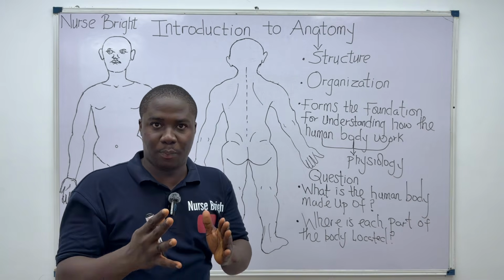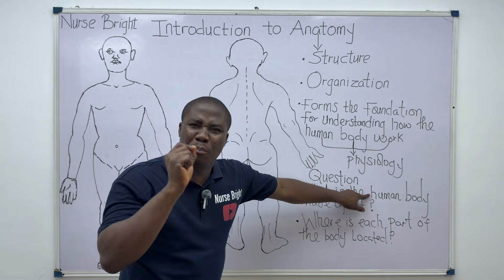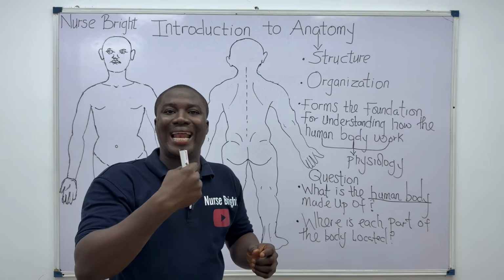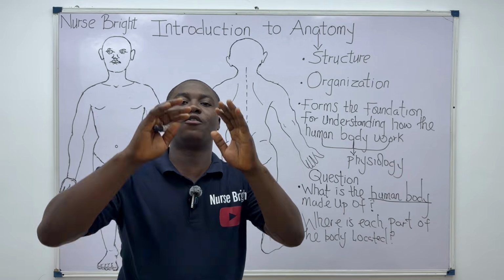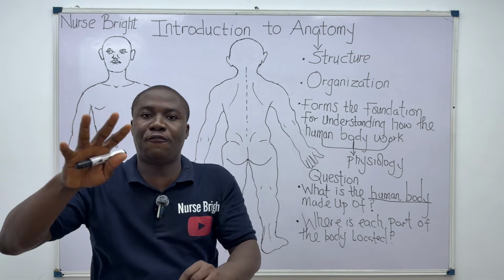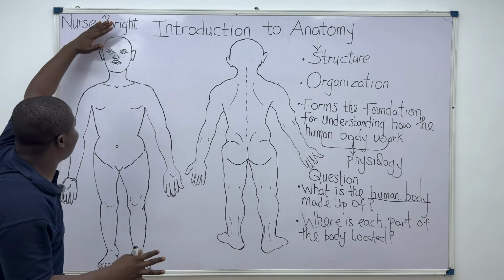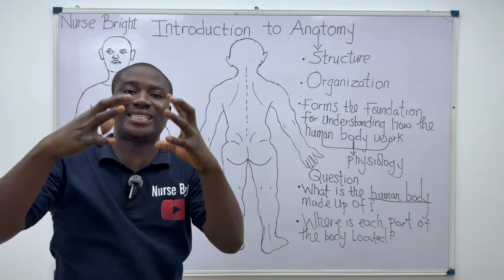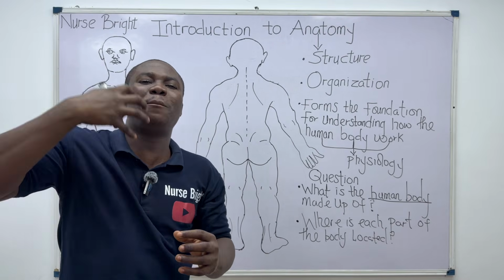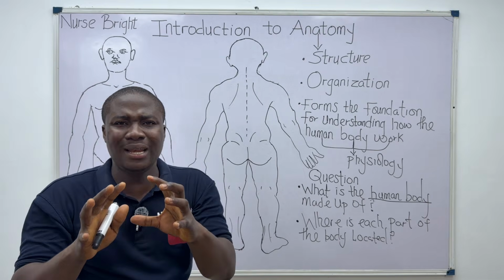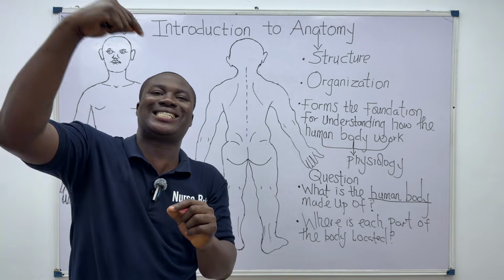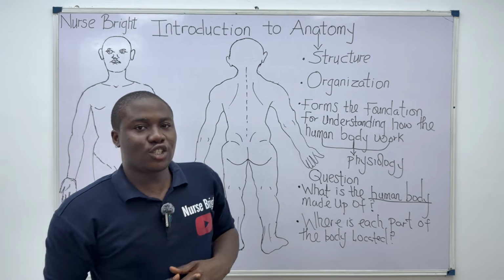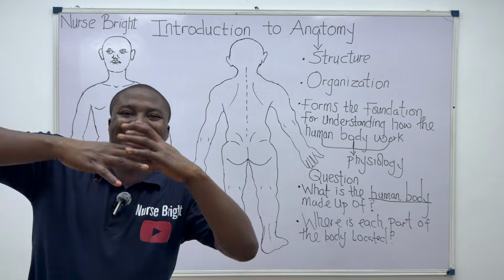Now listen properly. The human body, I repeat, the human body, you and I, is made up of structures of different sizes. You can see it here. Structures of different sizes, not just sizes, but also complexities. So the human body is made up of structures of different sizes and complexities. When I say complexities, some of these structures could be cells.